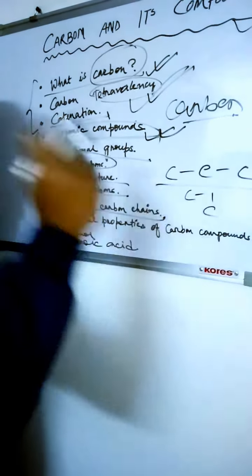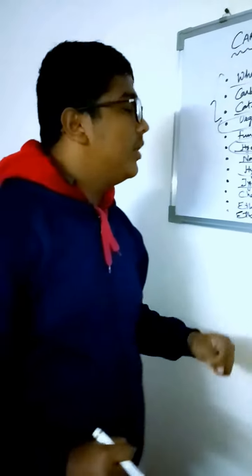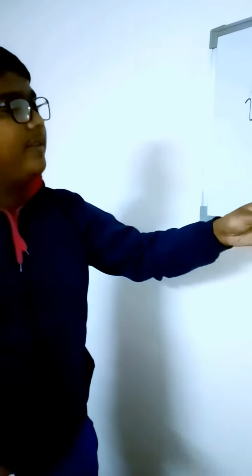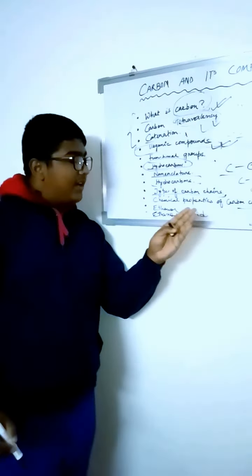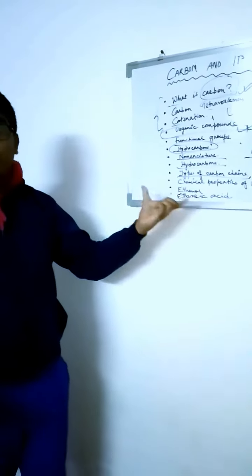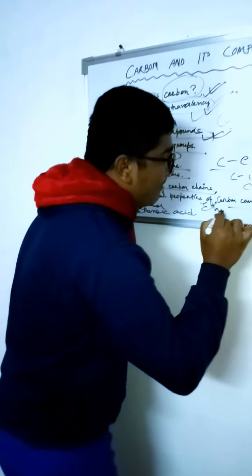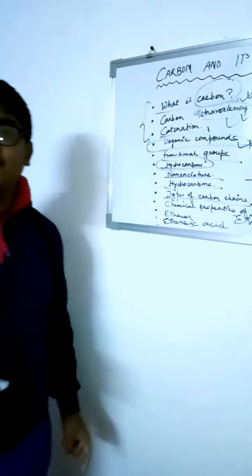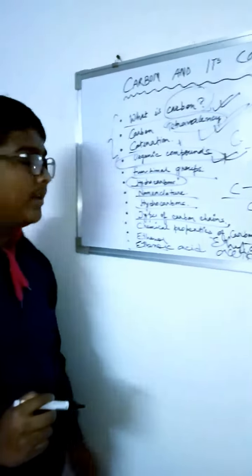Then we will talk about the various chemical properties of carbon compounds, that is burning, combustion, substitution reaction, addition reaction, and hydrogenation and other such things will be covered. Along with that, we will talk about two of the most important things, ethanol or ethyl alcohol, and ethanoic acid, or in another sense acetic acid or vinegar.